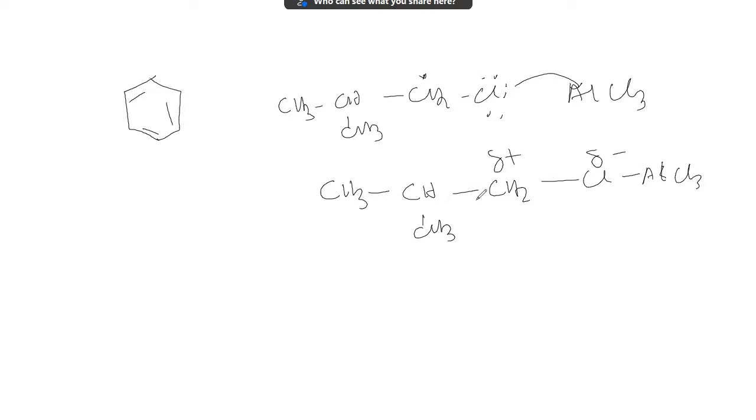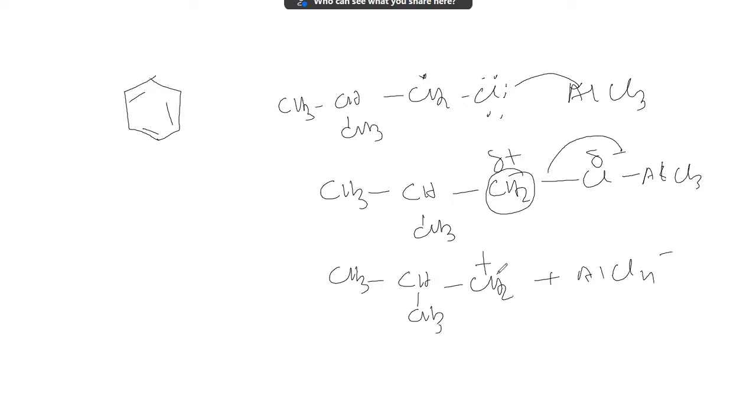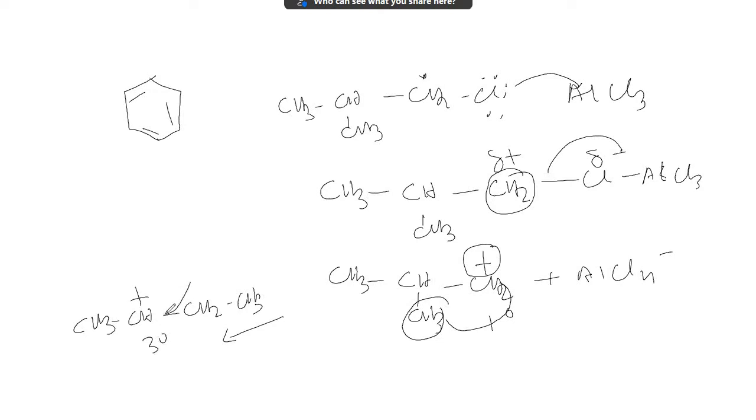Now what happens in this case? If it breaks this way, this CH2 part will carry positive charge. This carbon carries positive charge. It is a 1 degree carbocation, unstable. Rearrangement takes place. The methyl group shifts from here to here to form CH3C plus CH2CH3. It is 3 degree, more stable. It attacks the benzene nucleus and replaces one hydrogen.